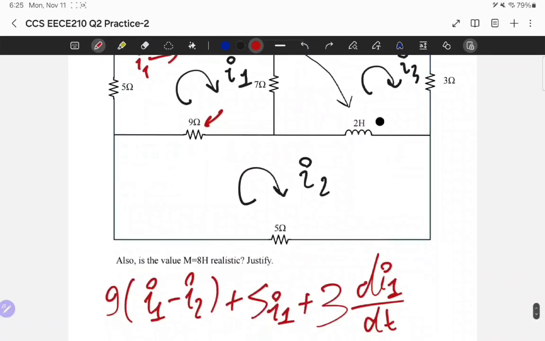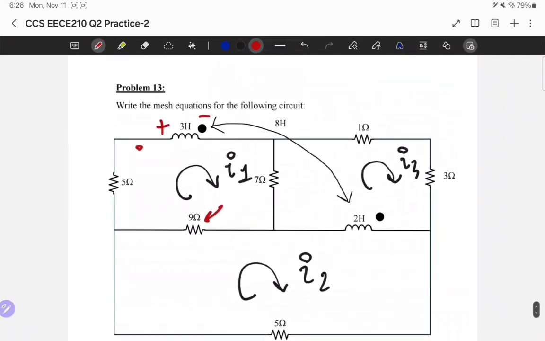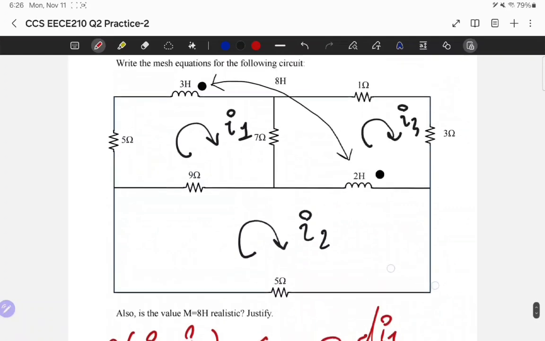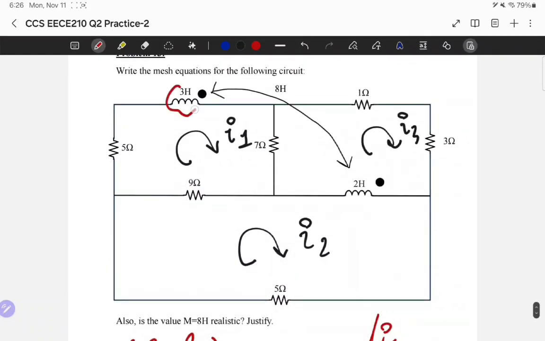Okay. Now it's time to look at the mutual inductance. So the idea is that I finished with the voltage in here, but I need to account for the voltage of the dot, the voltage of the mutual coupling between 3 Henry and 2 Henry. So what I do is really simple.